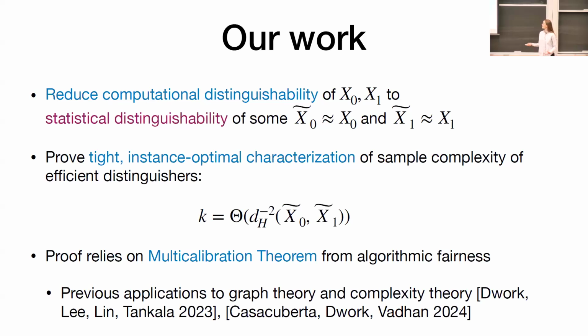Our proof relies on the multicalibration theorem. This is a result from algorithmic fairness, so it may seem surprising that this is going to help us in a question related to cryptography and complexity. But this is part of an ongoing line of work that is bridging this multicalibration theorem and fundamental results within graph theory and complexity theory.